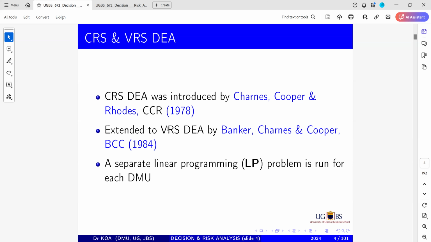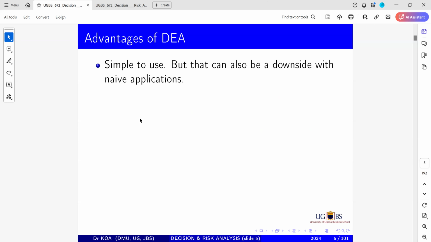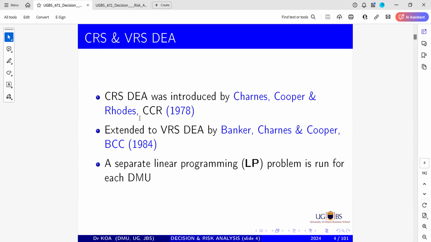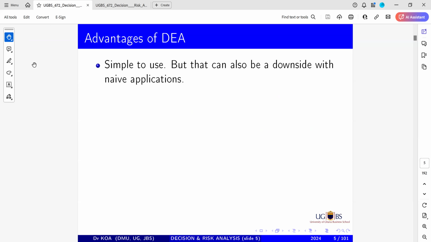But I love to baptize you a little bit with some knowledge on linear programming. That way, you will be able to understand behind the scenes what is happening. So let's see how it works. First, let's look at the advantages of DEA. By now, you will know that one advantage of DEA is that it's very easy to use, because we just took some data last time and we were even able to calculate the efficiencies.